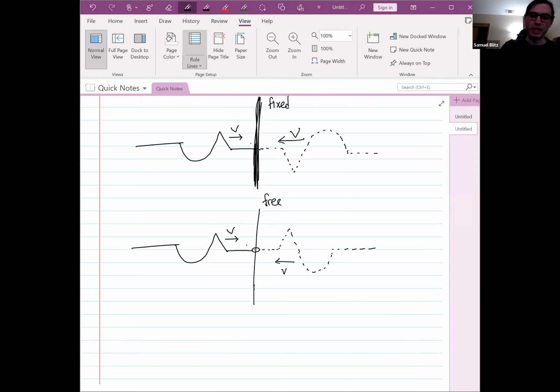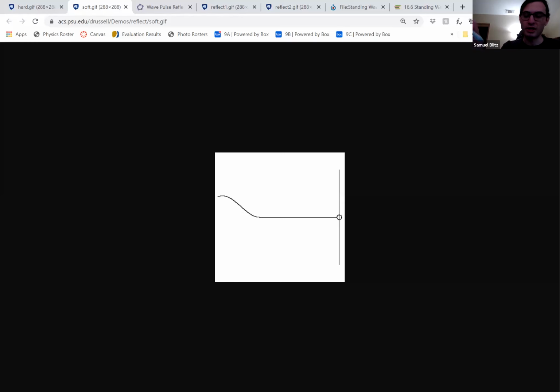So let me show you again the GIF of the other one. Here is a normal reflection without the information. Notice that the amplitude does double, and the reason is basically it's being pulled up the entire way, and so you're pulling up on both sides of the wave. That's the reason intuitively why this happens.